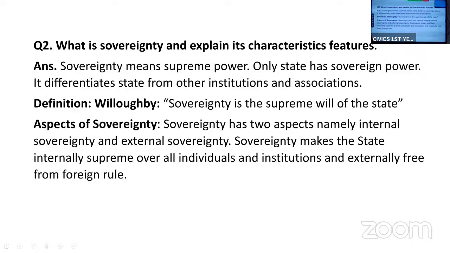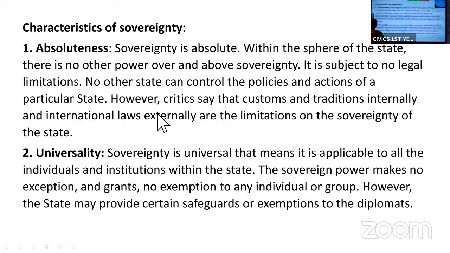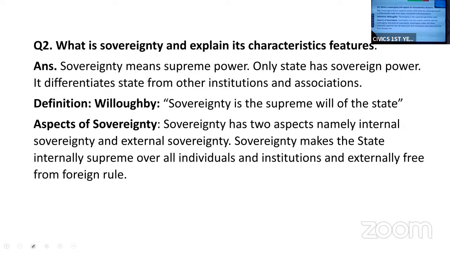So let us see the definition. According to Willoughby, sovereignty is the supreme will of the state. So what is sovereignty? It is the will of the state. Yesterday we discussed that state means people. State is people organized for law within a definite territory. So what is sovereignty now? Sovereignty is the supreme will of the state, that is, the will of the people.